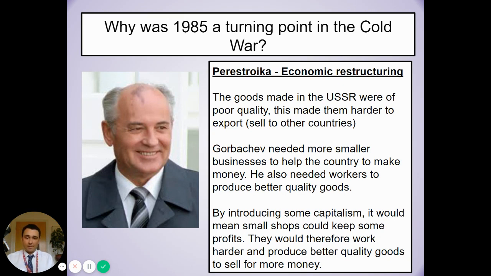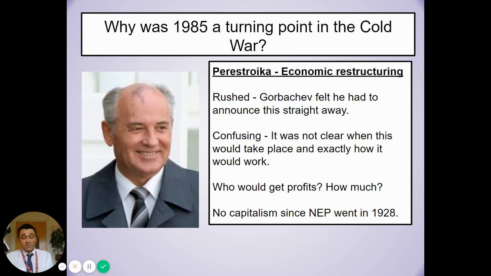He brought in some capitalism. By doing this, it would mean small shops could keep some profits. This would mean they would work harder and produce better quality goods to sell for more money, because they could get more money as a result of this. Workers could now actually start to earn more rather than always being set the same wage. It gave them an incentive to produce better quality goods. So some capitalism came in. Which sounds like a great idea.